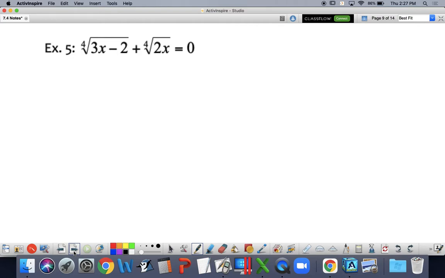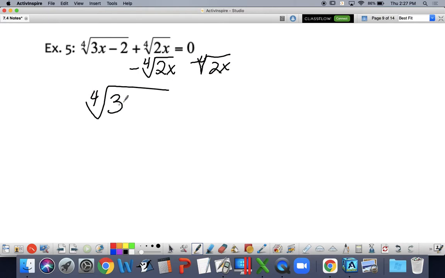So here's the problem. If I raise this to the 4th power, I have to FOIL this out 4 times because there's a plus sign in the middle. Yeah, we don't want to do that, right? We want to try to find a shortcut. So here's what we're going to do. We're going to move one of these, doesn't really matter which one, over to the other side of the equal sign. So I'm going to subtract the 4th root of 2x from both sides. So I get the 4th root of 3x minus 2 equals negative 4th root of 2x.